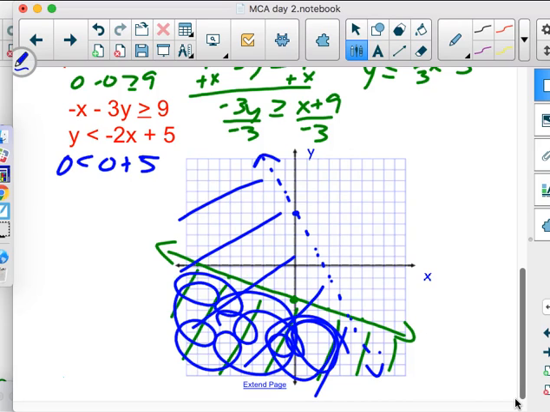So inequalities. They definitely want to know that you know how to graph inequalities. Whether or not you can do it with the calculator or by hand makes no difference to them as long as you can do them. Alrighty, switching gears.